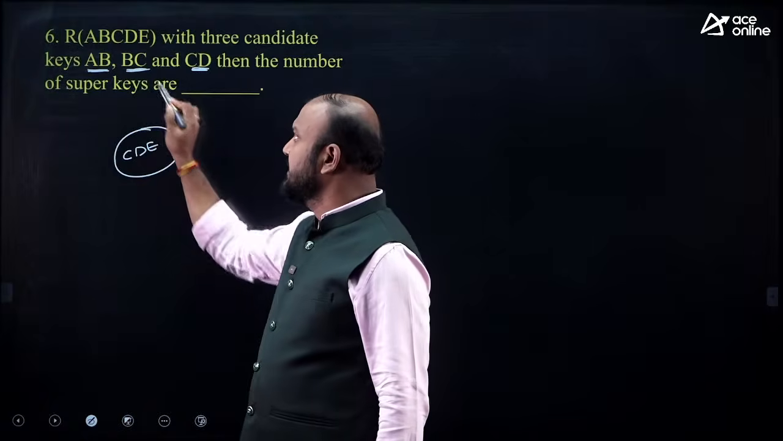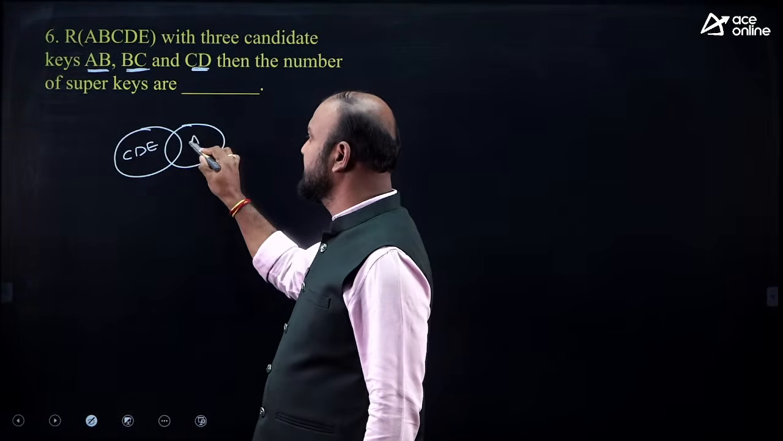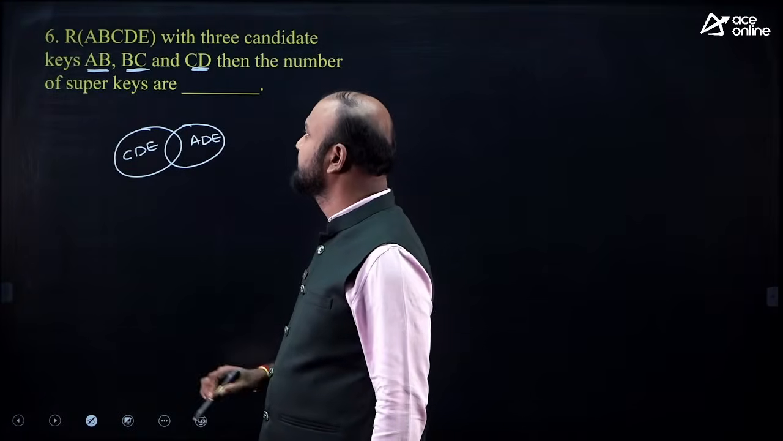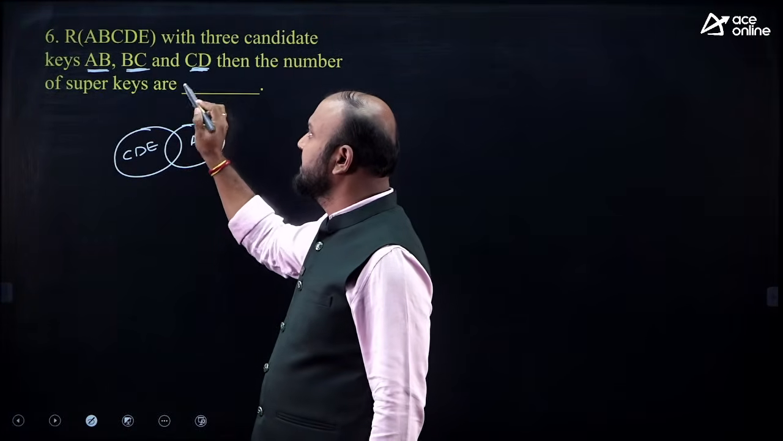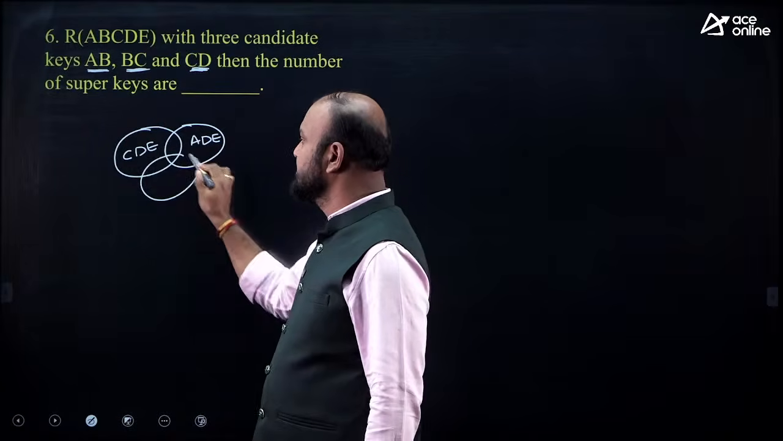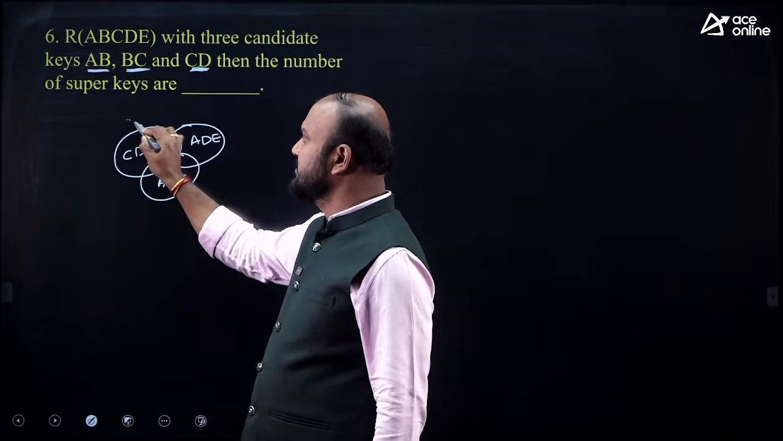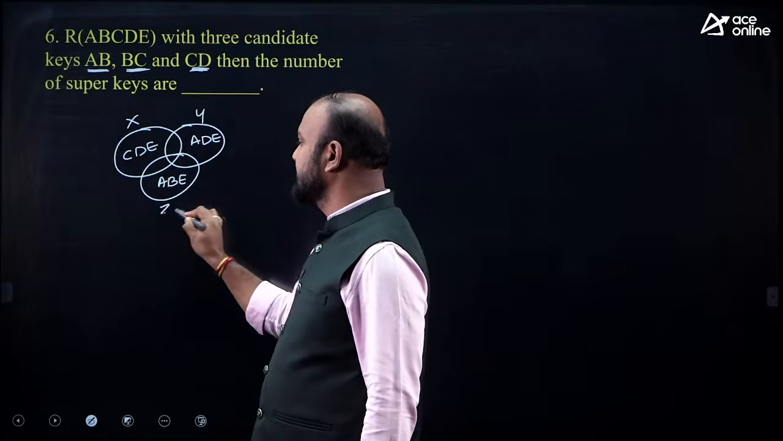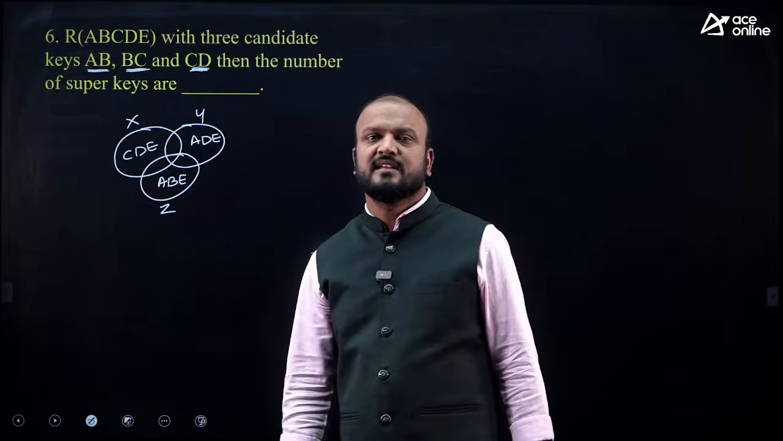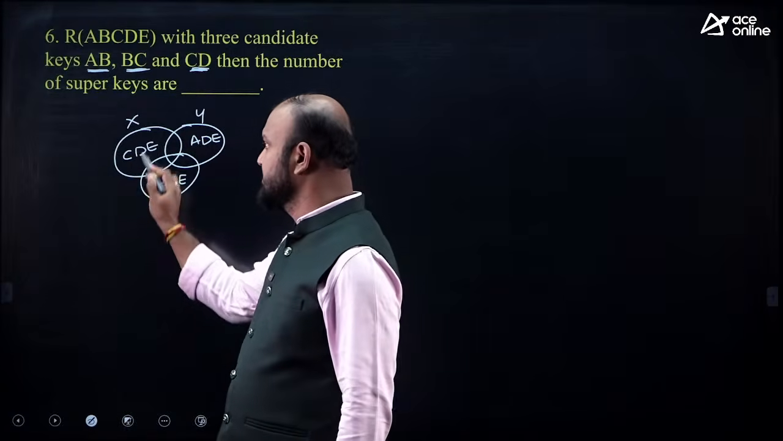If BC is a candidate key, we have to find combinations of BC along with other attributes. What are the other attributes? A, D, E. When CD is a candidate key, along with CD we have to check other attribute combinations. What are they? A, B, E. So we have 3 sets now, X, Y, Z. When 3 sets are given, we have to find the number of possible super keys.